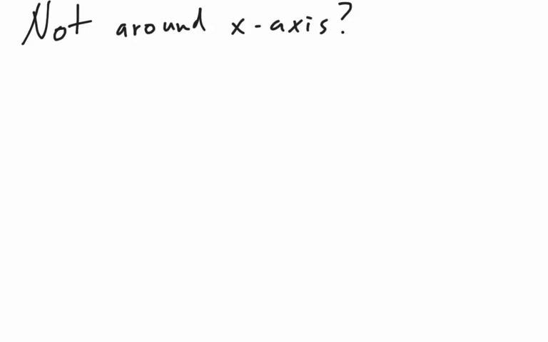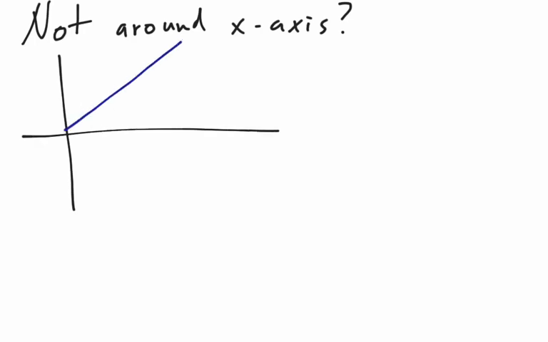This video discusses a variation on both the disk and washer method, and that is, well, what if the axis of revolution is not around the x-axis or the y-axis? And so let's do a variation on the problem that we did in the previous video. Let's say that we have the same functions, y equals x, and here we have y equals x squared.